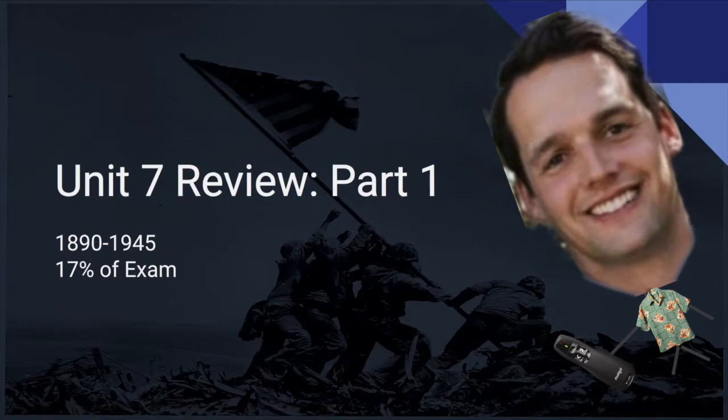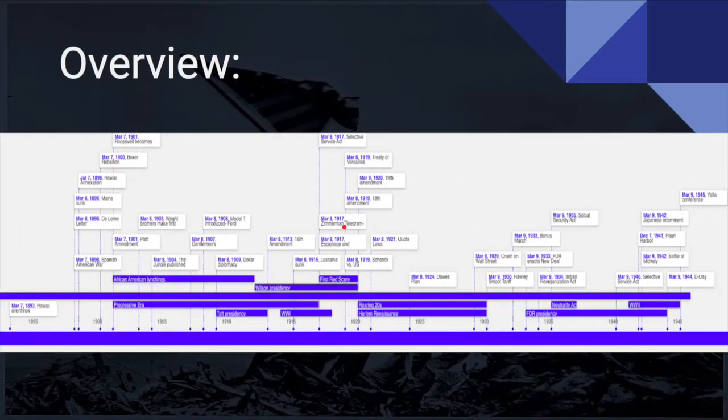Today we're covering Unit 7, Part 1. This is 1890 to 1945. This is an enormous unit with 17% of the exam. It covers a ton of content. We're going back a little bit, covering overlapping Unit 6.